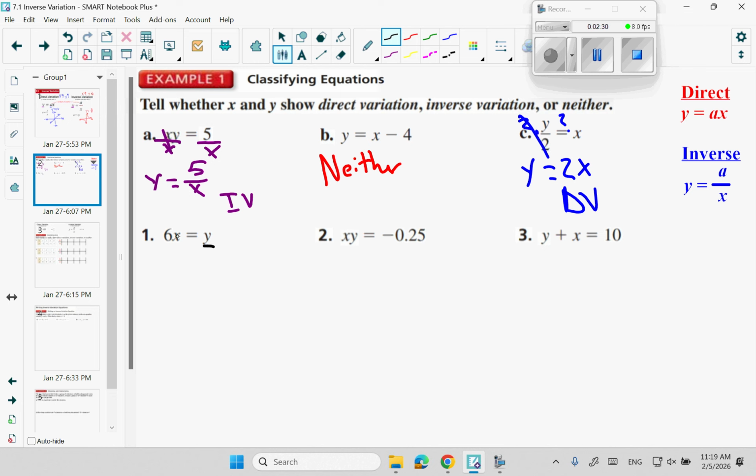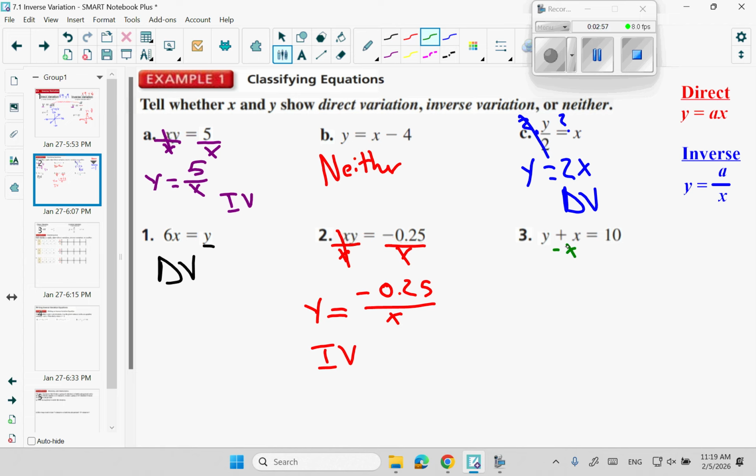Here, y is by itself. We have 6 times x. That would be direct variation. I want to get y by itself, so we're going to divide by x. So we get y equals negative 0.25 over x. That's being divided with the x on the bottom, so that would be inverse variation.